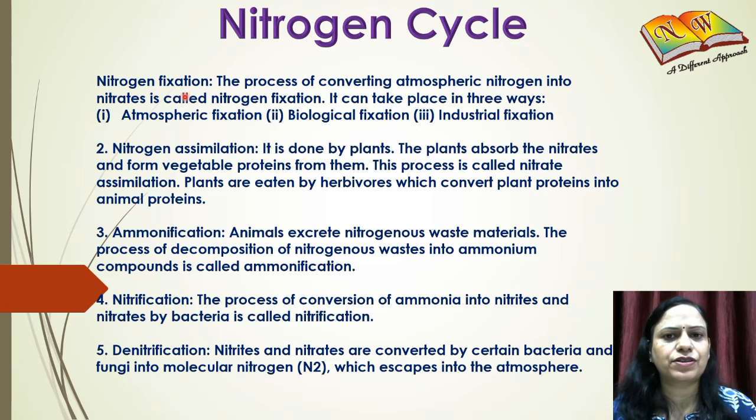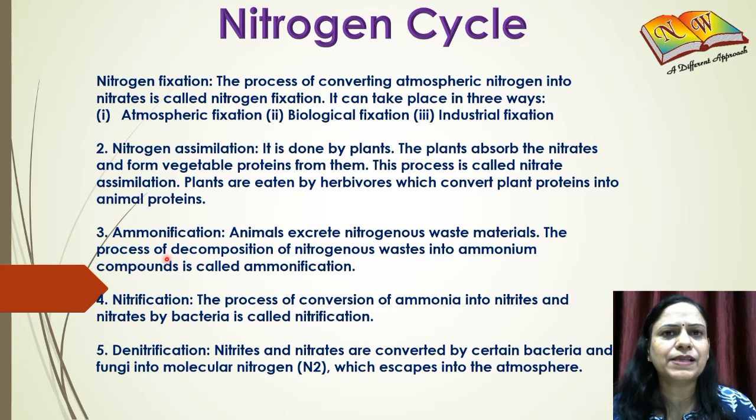The first step is nitrogen fixation, which can happen in three different ways. The process of conversion of atmospheric nitrogen to nitrates in the soil. It can happen by atmospheric fixation, it can happen biologically, or it can happen through industrial fixation. The second step is nitrogen assimilation, which involves the building up of body mass of plants and animals with the help of nitrogen in the form of plant proteins and animal proteins.